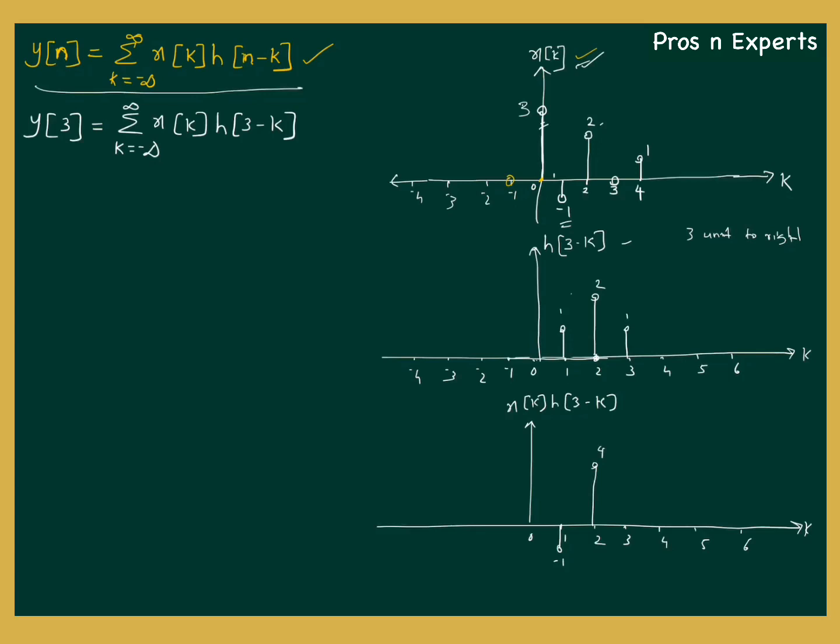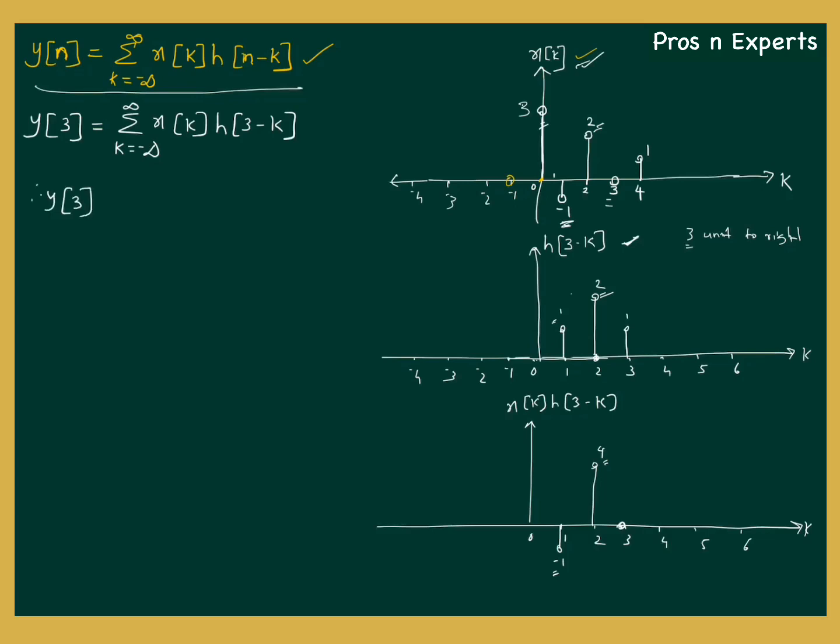Okay, so here x of k, h of 3 minus k is obtained by shifting h of minus k by 3 units to the right. Then I have found the product x of k into h of 3 minus k, right? At k equal to 1, we have minus 1 into plus 1, that is minus 1. At k equal to 2, we have 2 multiplied by 2, which gives you 4. And at k equal to 3, we have 0 multiplied by 1, which gives you 0. So this is x of k into h of 3 minus k.